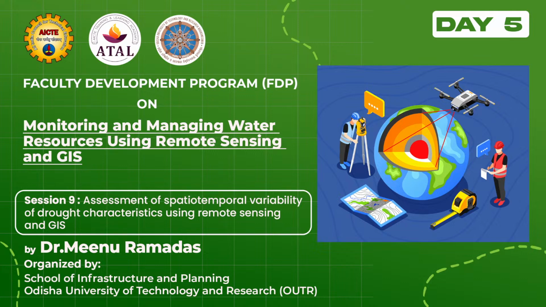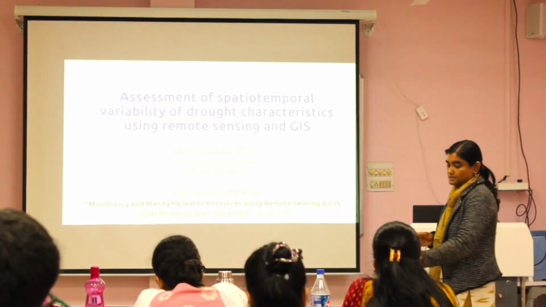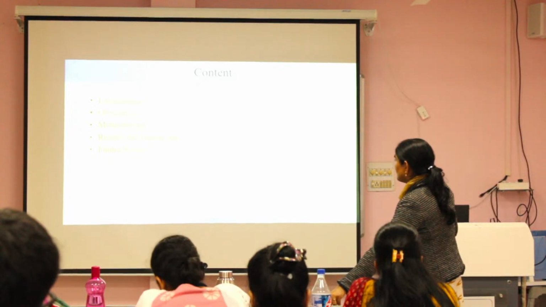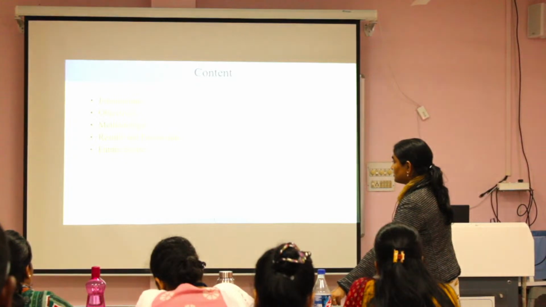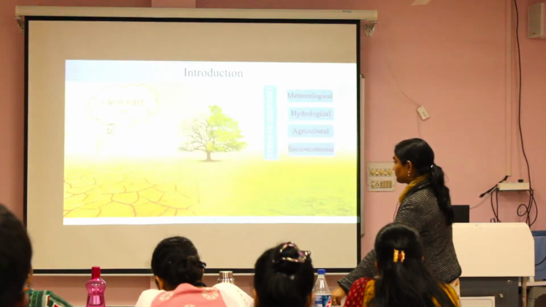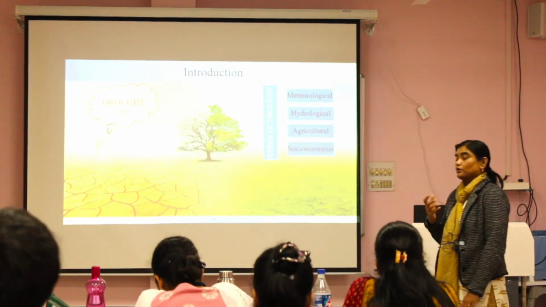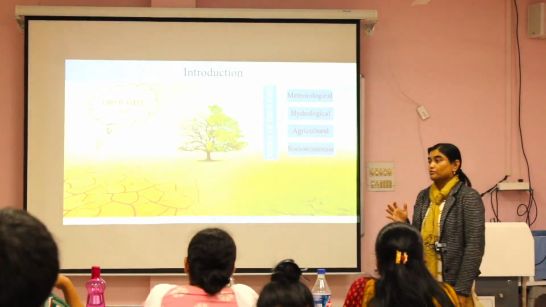In this particular application, remote sensing and GIS go hand in hand, because if we want to prepare spatially the data sets and analyze them, we need to take help of a platform where we can visualize these things, isn't it? So we have extensive use of both remote sensing and GIS data sets. A small outline would be: introduction, objectives, methodology, results, and future scope. So I hope you are all familiar with the topic of drought.